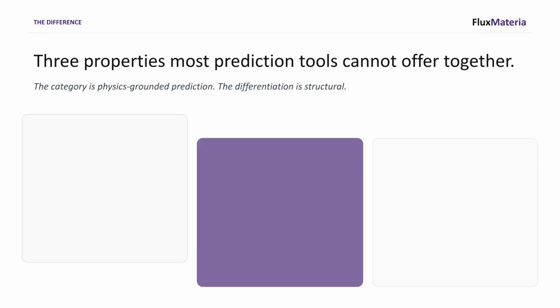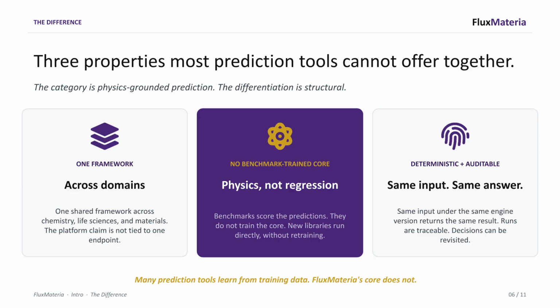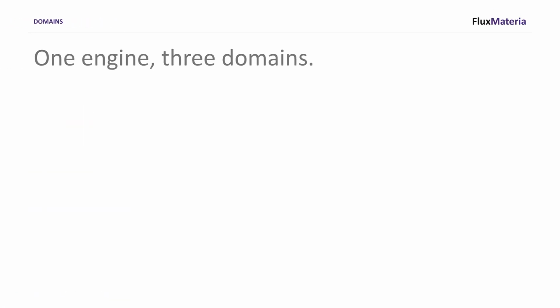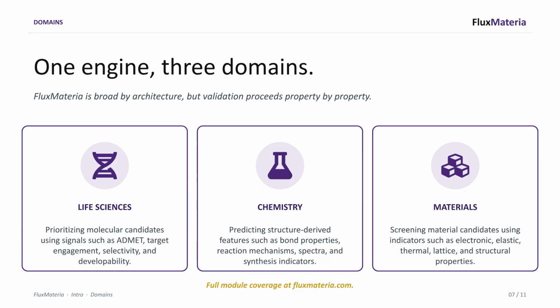Many prediction tools learn from training data. FluxMateria's core does not. The engine comes from physical structure, not from regression against benchmark data. Benchmarks score it. They do not train it. The platform is broad, but the validation posture is specific. Each property class needs its own dataset, metric, scope, and evidence.